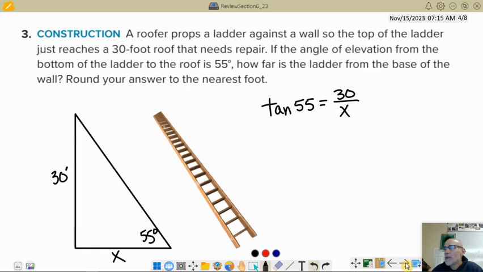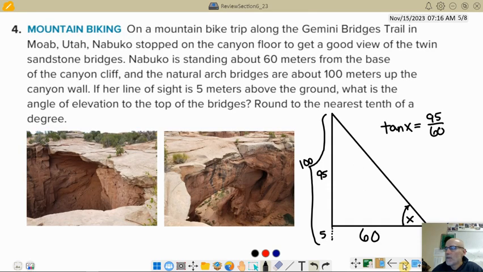On number 3, it's the tangent of 55 equals 30 over x. And this is one of those where you can switch the location of tangent 55 and x. The next one, number 4, we've got tangent of x equals 95 over 60 because that person's 5 feet tall. The tower or the bridge or whatever it is is 100 feet tall. And so we got to take 5 feet off that 100 to get 95.